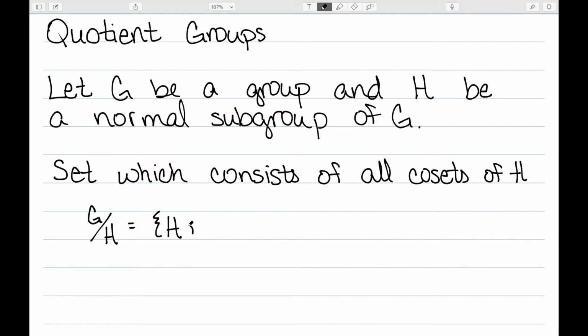So we have Ha, Hb, Hc, etc., where a, b, c are group elements of G. And this is known as the quotient group of G by H. And the fact that I'm using the word group means I probably need to show that this is in fact a group and it does satisfy my group axioms.